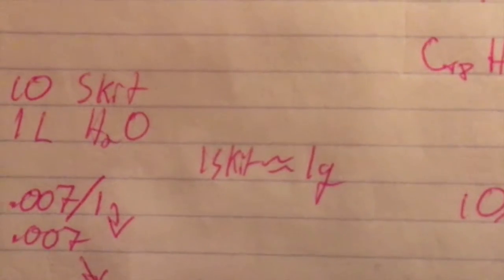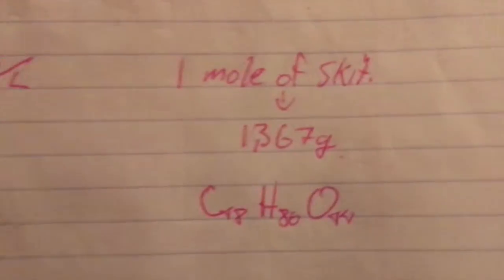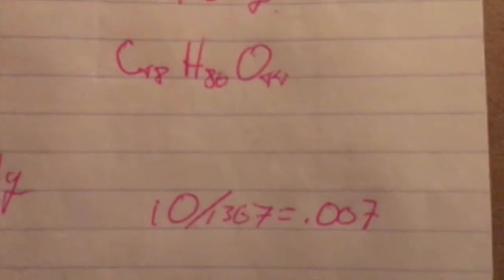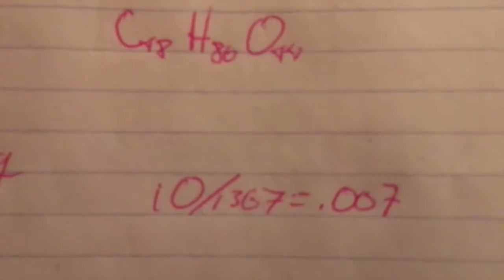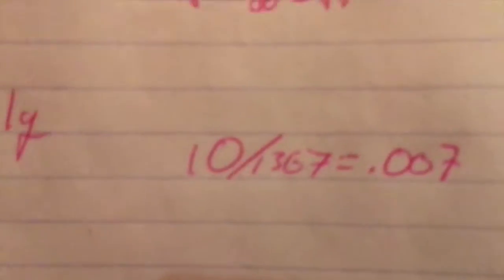So first, to find molarity, we need to find the amount of moles 10 Skittles is in comparison to this number. Remember, in order to find that, we just divide 10 by 1367, which we find out equals 0.007 moles. Now we have our amount of moles that 10 Skittles is, and we can plug it into the molarity equation.